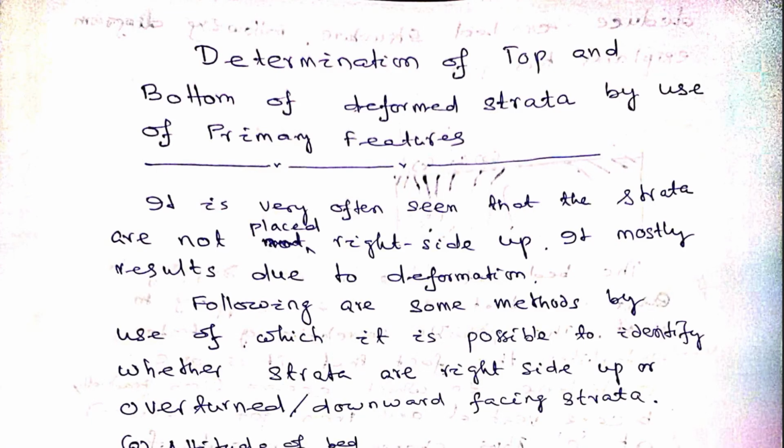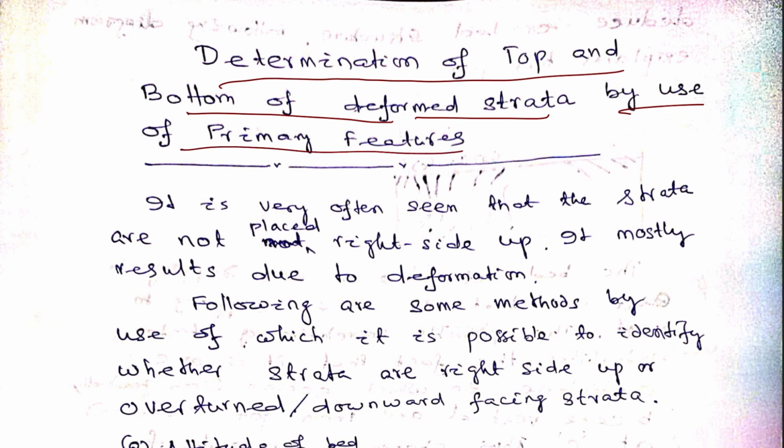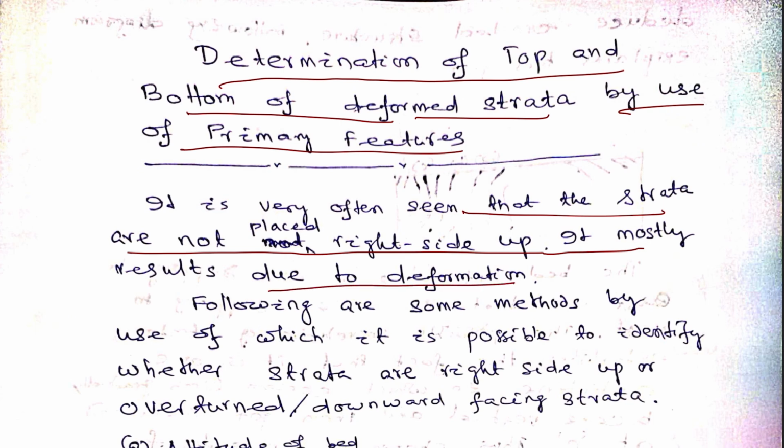My dear students, today we'll discuss the determination of top and bottom of beds of deformed strata by use of the primary features. We know that the strata in some places are not found to be in right side up condition because of deformation. So how can we establish whether the strata are in right side up condition or are totally overturned?